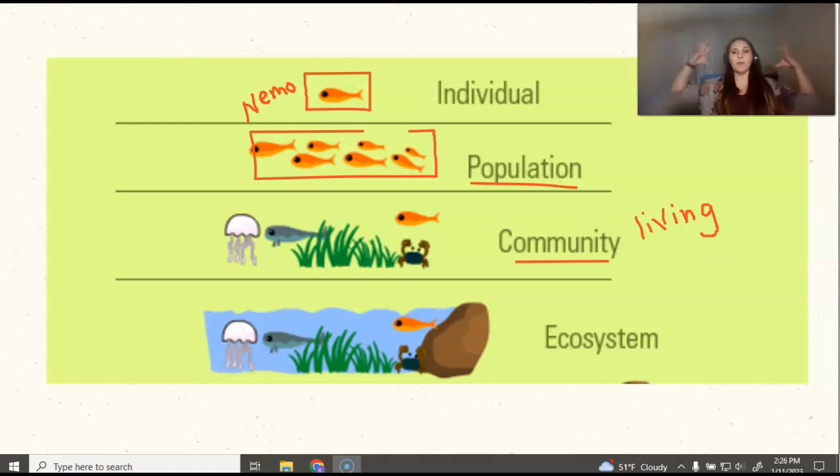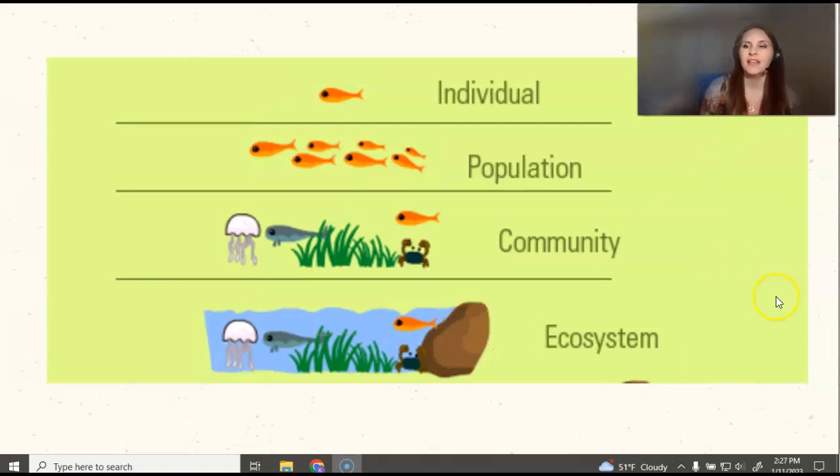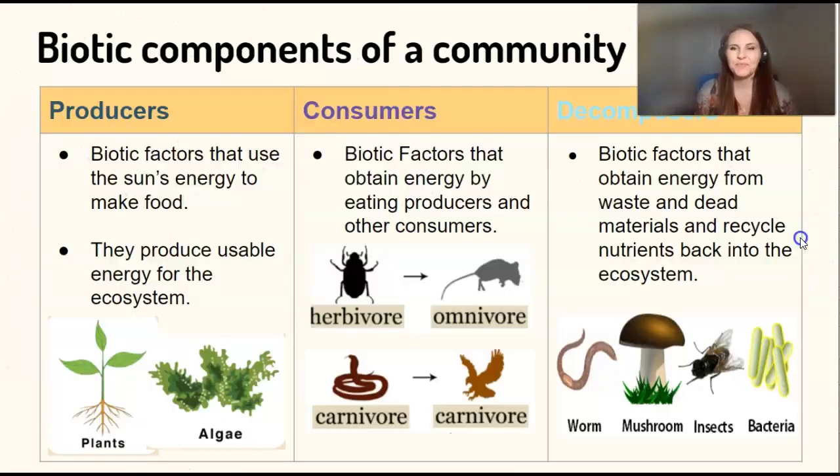And then we get to the biggest category in this chart called the ecosystem. This is all the living and non-living. That's why this big boulder or rock is included in here. And the water is included in here because those are non-living things that are interacting with all the living things that are in this ecosystem. So we've got one individual, population that is all the same species, community that is all the living things, and then ecosystem, which is all the living and non-living things in a specific area.